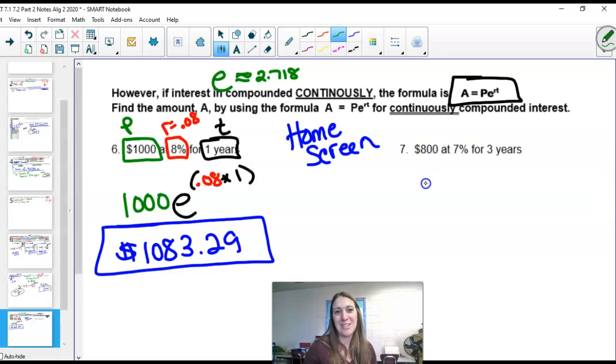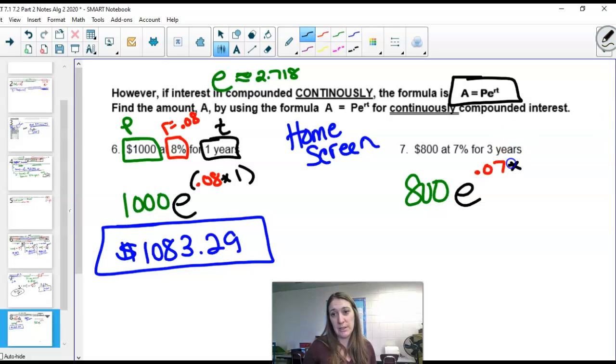Okay, this next question is very similar. New principal, though. We have $800. Continual interest at 7%. So up in your exponent here, it's 0.07. And this time they left it for a little bit. They left it for 3 years. So if you're on an older calculator, make sure you use parentheses up there.